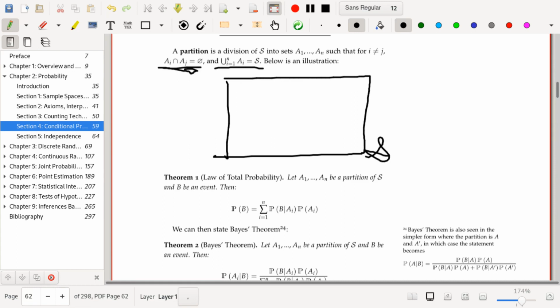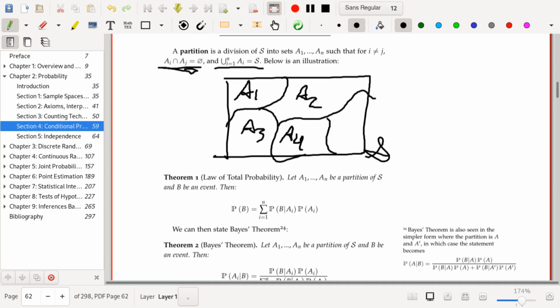Here we have the box representing the sample space, and we end up dividing up the sample space into some collection of events. Maybe we'll call it A1, A2, A3, A4, and A5. Every single one of those events is distinct from the others. They are all disjoint events. And yet, the union of all of those events is going to be the sample space, because they all form the sample space.